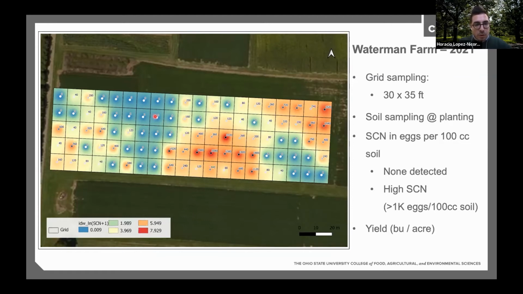The blue quadrants are ones where we did not detect soybean cyst nematode. Zero eggs per 100 cc of soil, we call those non-detected. And then the very red ones are where we detected soybean cyst nematode in high numbers, above 1,000, 3,000, 5,000, and we call those high SCN. At the end of the season, we got yield in bushels per acre. Again, we did several measurements during the season, and we absolutely saw no symptoms in this field.